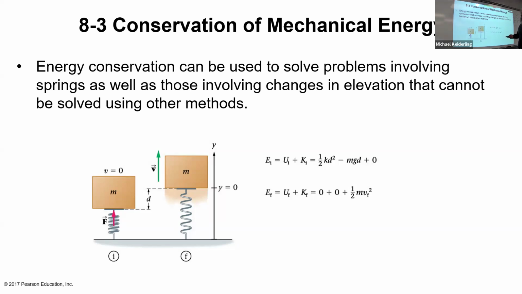And at the end, there's no potential energy in the spring, no potential energy due to the position, but we do have some kinetic energy. So the initial energy is U initial plus K initial, it's 1/2 kd squared minus mgd plus 0. The final is 0 plus 0 plus 1/2 mv final squared. If we set them equal to each other, we can find out what the velocity of that box is.